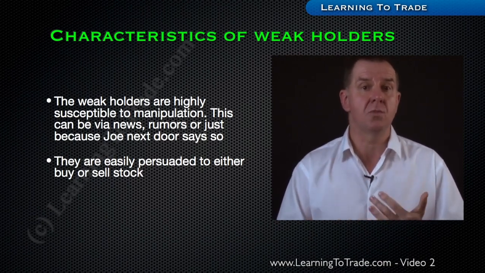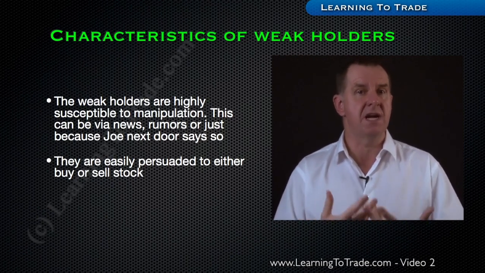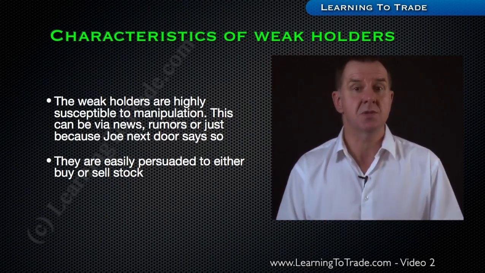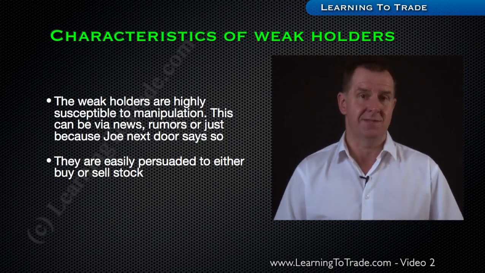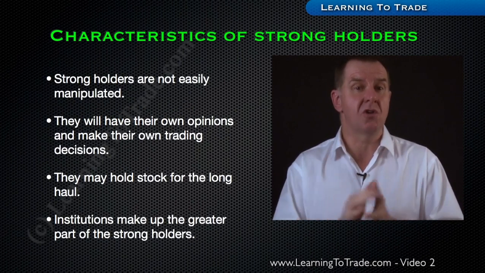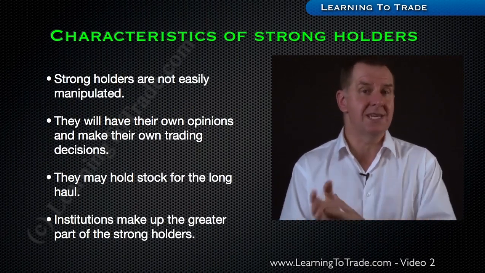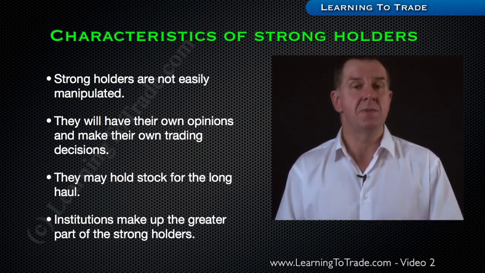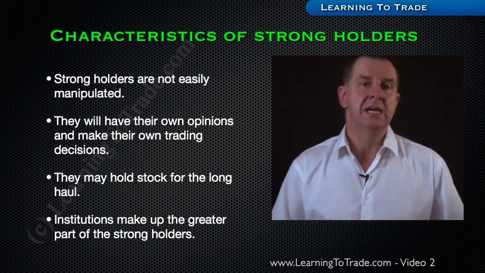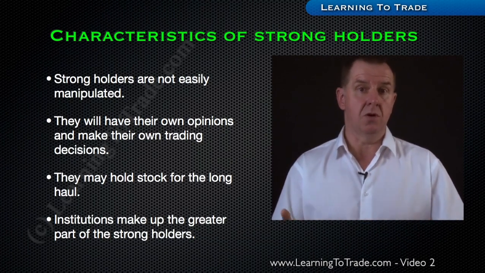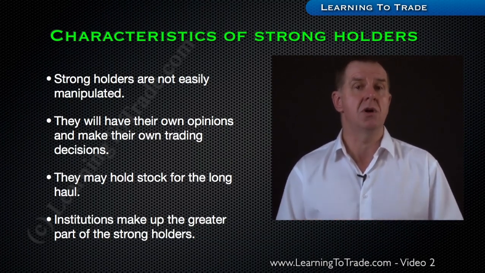They will generally be ruled by emotions that cycle around fear and loss. They can be easily persuaded to buy and sell at poor prices and under volatile market conditions. The characteristics of the strong holders. Now, strong holders are not easily manipulated. They will have their own opinions and make their own trading decisions. They may hold stock for the long haul. Now, institutions are often for the long haul and make up the greater part of the strong holders.